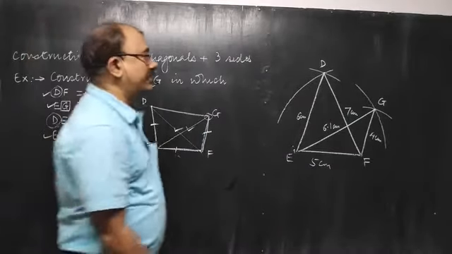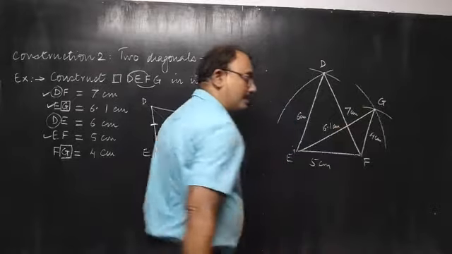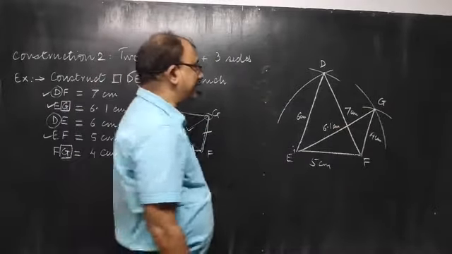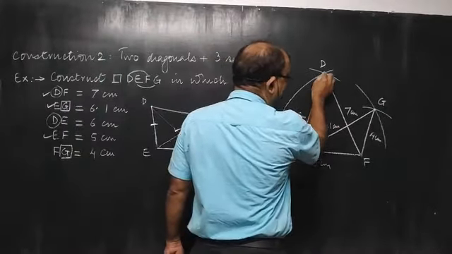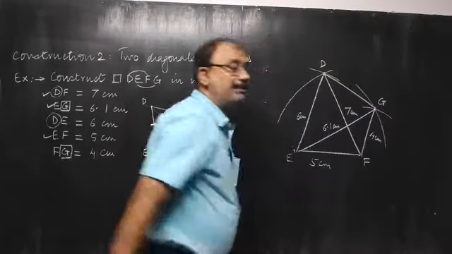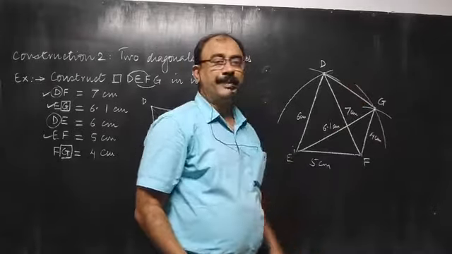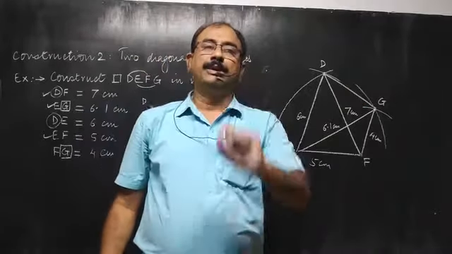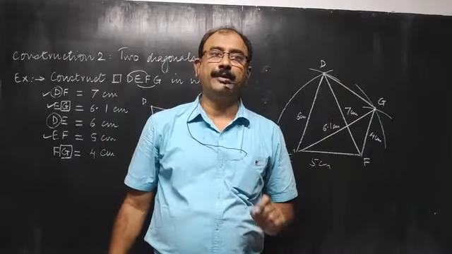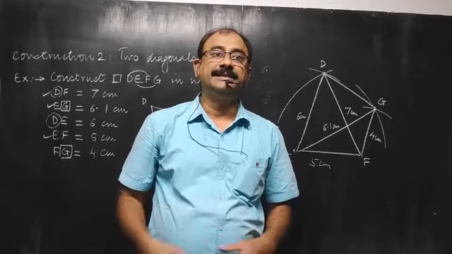Where is the quadrilateral? Unless you join D with G, you will not get a quadrilateral. So that should be done. Join D with G and you get a complete quadrilateral DEFG.